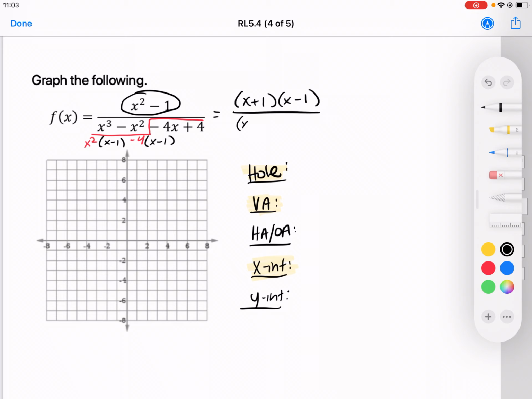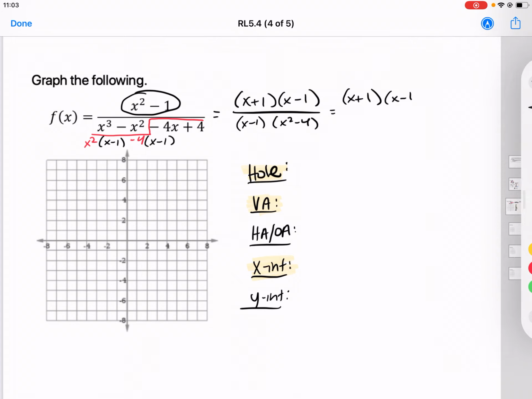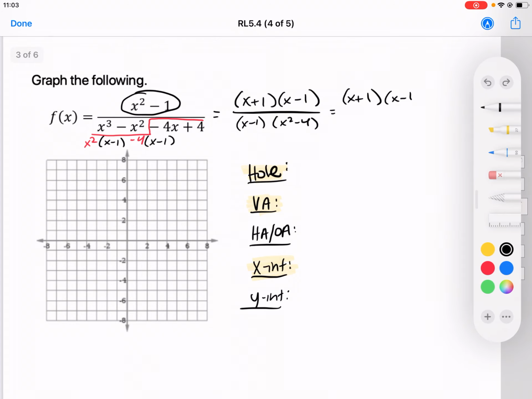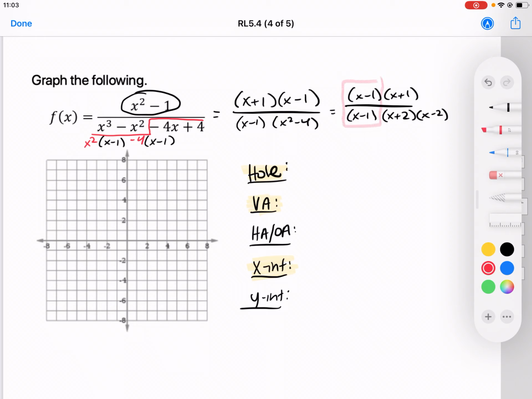So we have x minus 1 and x squared minus 4, which does continue to factor more because x squared minus 4 is a difference of perfect squares. I'm actually going to rewrite the top, just because I want the x minus 1s right over top of each other. We will have a hole in this case because we've got x minus 1, x plus 1, right? And we've got this x minus 1, so notice there's the common factor. You don't have to do that, I'm just doing that for this video. So we've got a hole right here.